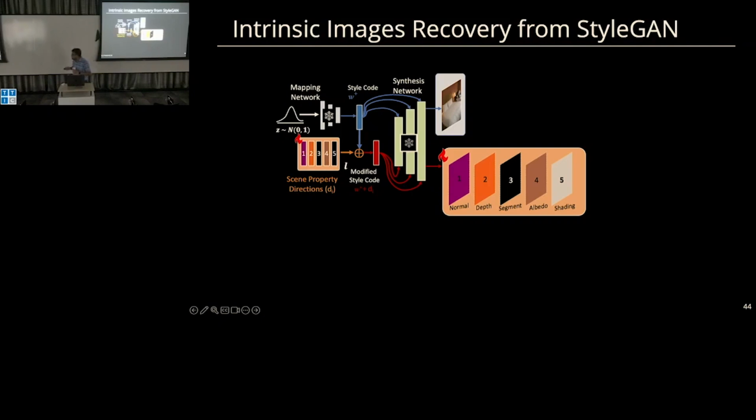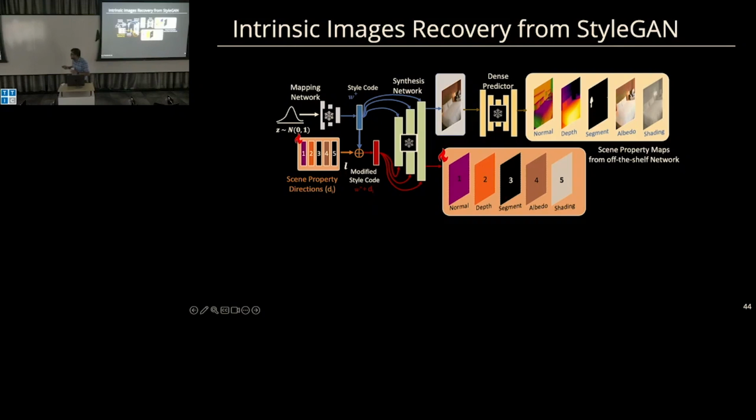And the way we can do it is we can use off-the-shelf models, it can be one model, it can be individual models of dense predictors, where you take in synthesized images, pass them through pre-trained models that predict normal, depth, segmentation, albedo, and shading, and you can apply a simple regression loss only to update the scene property directions. All these models are frozen, they are not trained. The generative image model and the pre-trained image models that we use are completely frozen. What we are using them for is to guide and find the random projections in the latent space, which when we apply, instead of generating images, we get the scene property maps of the same scene.